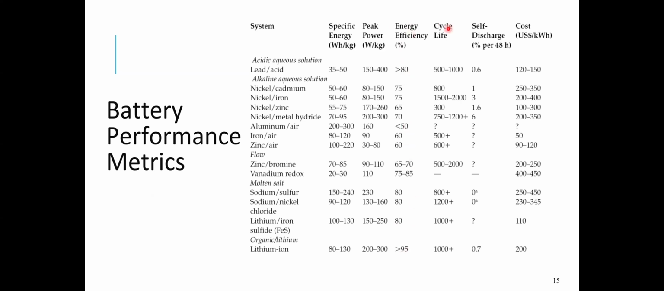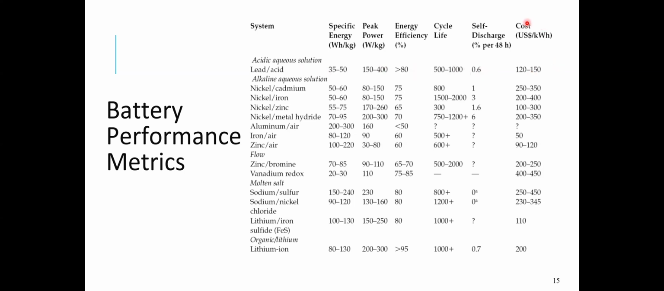Cycle life is another important metric. That's how many times I can charge and discharge the battery before it fails. Also, if I just let a battery sit on a shelf, eventually it'll completely self-discharge. That's because there are all these chemical reactions that happen in the battery, even when it's not connected to an external circuit. That's called the self-discharge rate, and that's measured in percent. It might be as high as 6%, or relatively low at 0.6% for lead acid batteries.